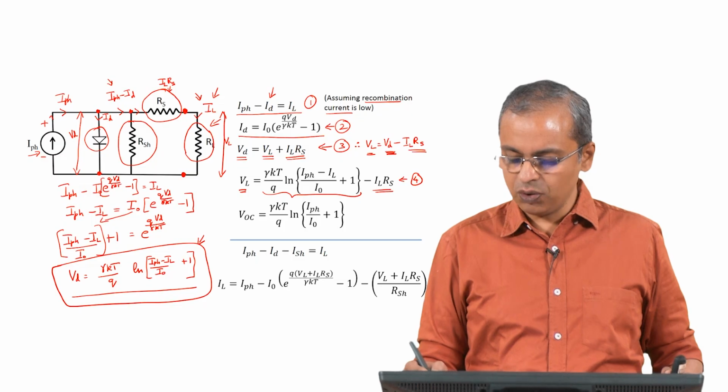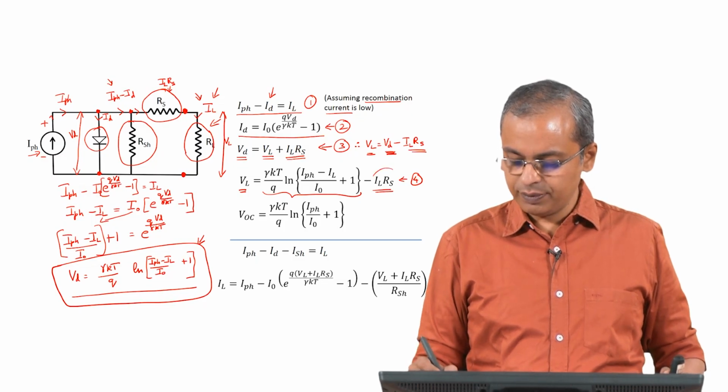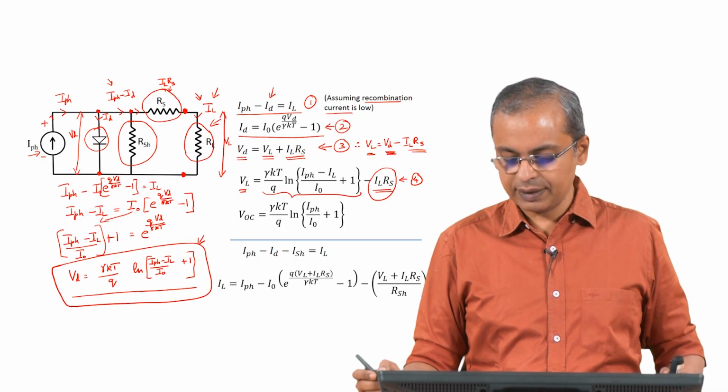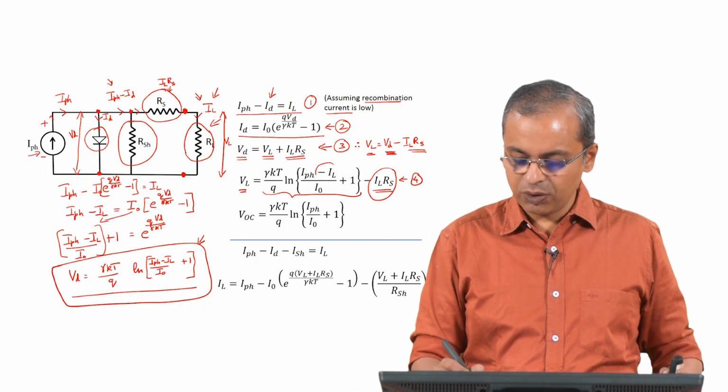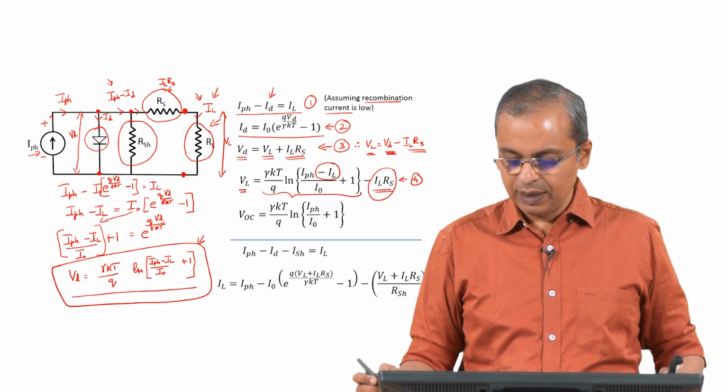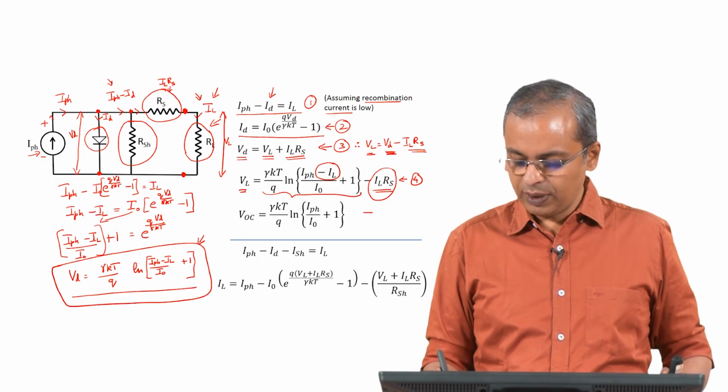So, whatever voltage becomes available at that point is the open circuit voltage. If you set IL equal to 0, then this term ILRS drops to 0, and this IL also drops to 0, right. So, if you just do those two things, you will arrive at equation 5.